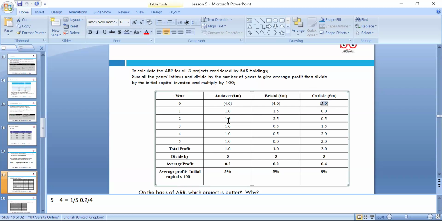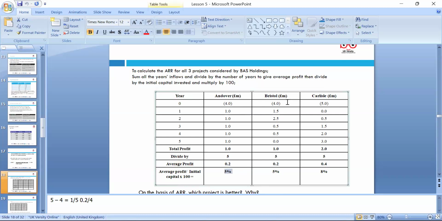We are getting 1 million back every year. So in 5 years, we're getting 5 million back, but we invested 4 million. So there is a 1 million profit, but that 1 million came over 5 years. So 1 million divided by 5 is 0.2. 0.2 divided by 4, the initial investment, times 100. So we are only getting a 5% return.